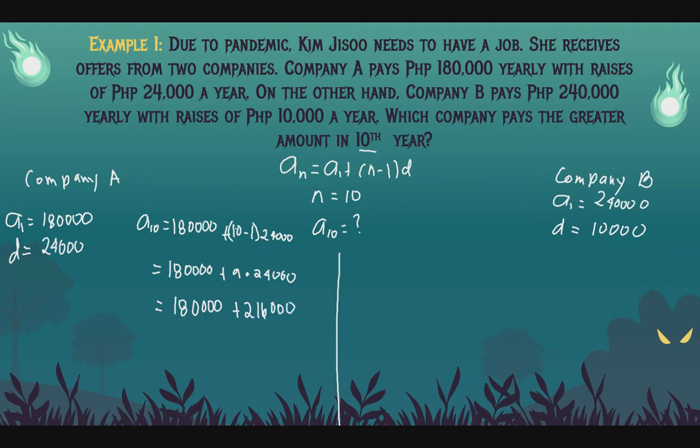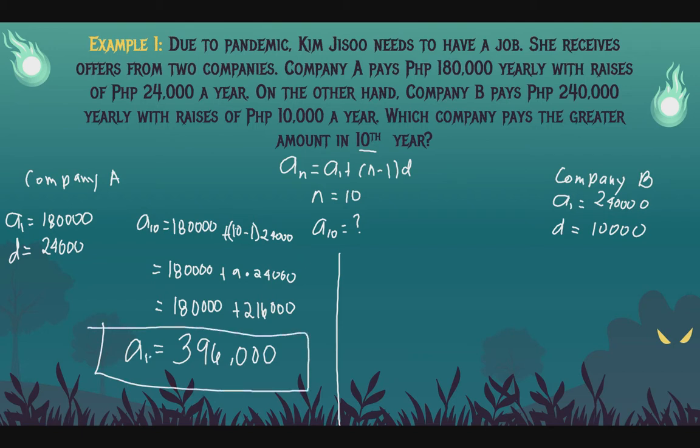216,000 pesos. So, dito sa company A natin, pag pinagsama na natin yung first term and 216,000, we will get 396,000 pesos. So, mas mababa yung first term or yung unang taon na pasahod, pero sa pang 10 taon, 396,000 na sa buong taon ang papasahod ni Company A.